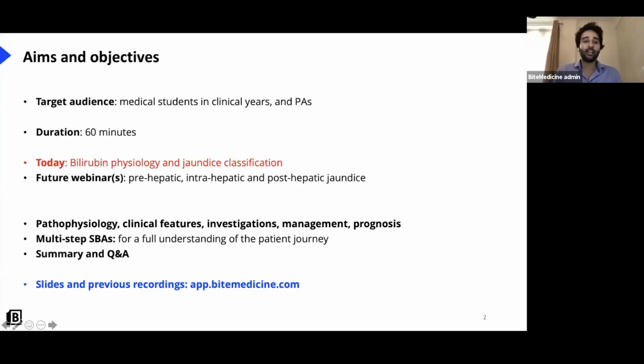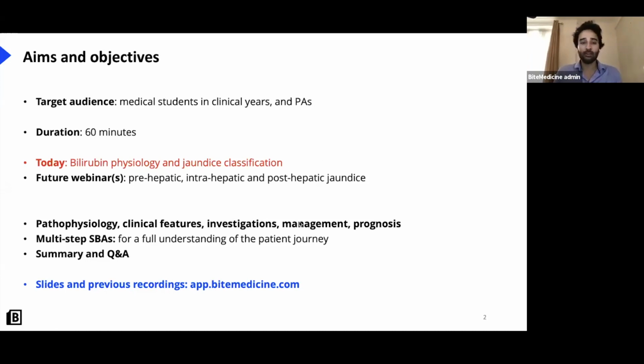Today we're going to be covering jaundice, as I said, and the target audience here is going to be medical students in clinical years, but also preclinical years as well, because as I'm sure you probably know, it's really important to have a good understanding of the physiology underlying jaundice before we start talking about the conditions even, and this is really, really important. So this is going to be quite physiology heavy, but also of course having some clinical bits in there as well and covering the jaundice classification as well.